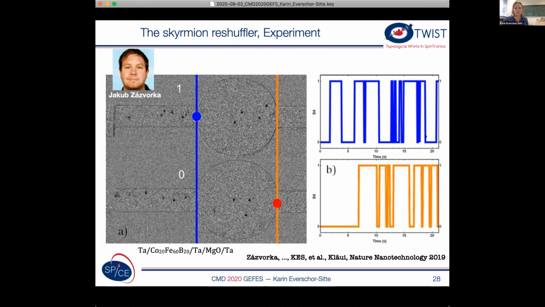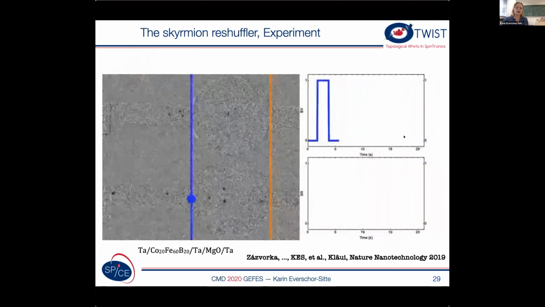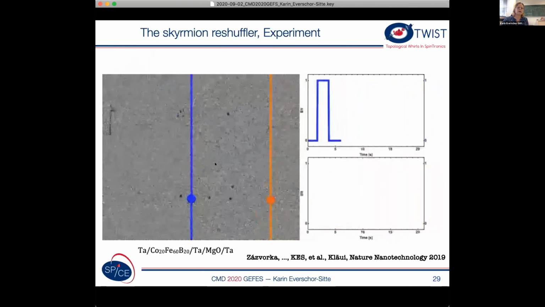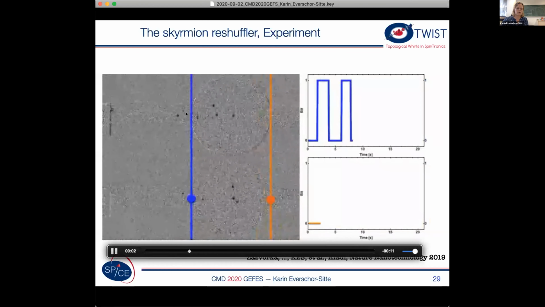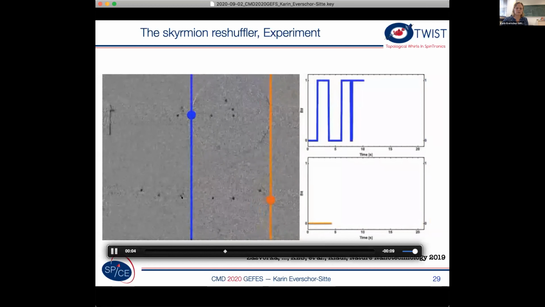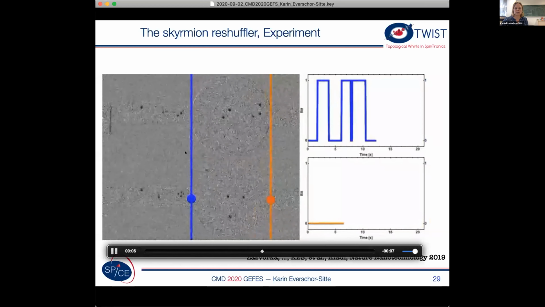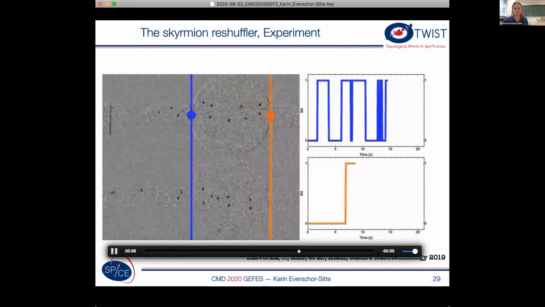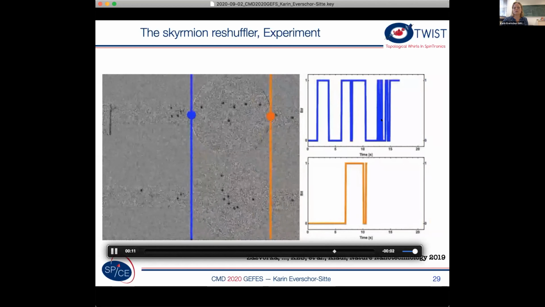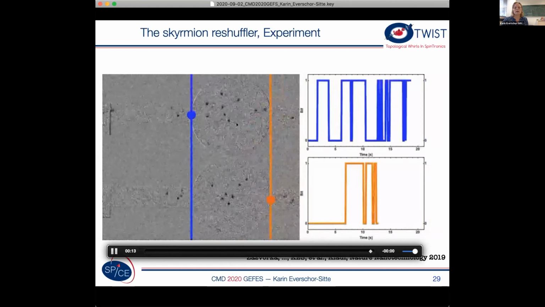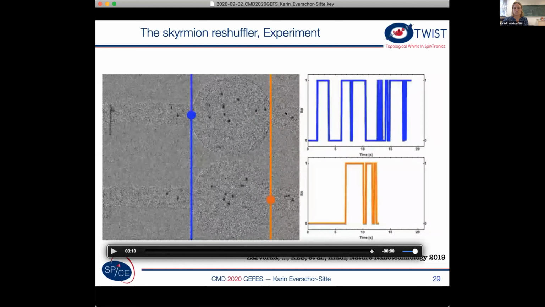So here I'm going to show now the movie. You can see that skyrmions are going through, and whenever a skyrmion is going through the lower one, it switches. When it's going to the upper one, it switches. So that is what writes your input signal. And then they wiggle around in these chambers. And once they come out, this is what writes your output signal.